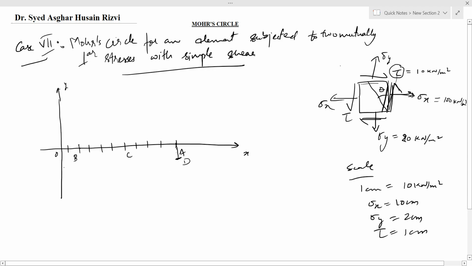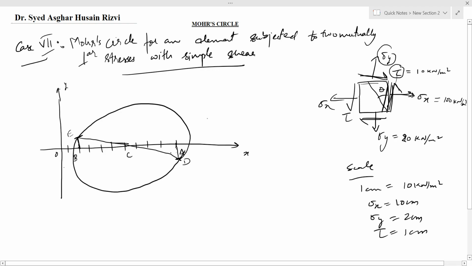And for this plane that is carrying sigma y, it is having a shear that is rotating the element in clockwise direction, so it will be considered as positive, and we will mark this as point E, 1 centimeter above, because shear stress is denoted on the y-axis. Now we will join these 2 points, E and D, using a scale, and it will cut the x-axis. The point at which it cuts the x-axis is the center of the Mohr circle. And now with CD or CE as radius, we will draw a circle. This will be the Mohr circle for an element subjected to two mutually perpendicular stresses with simple shear.